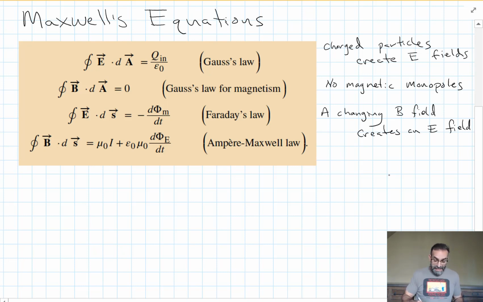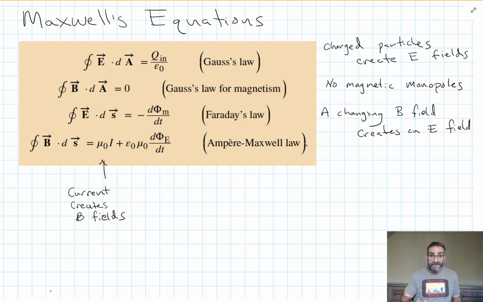And the Ampere-Maxwell law, the first part, that's the Ampere's law part, tells us that current creates magnetic fields. And the second part that Maxwell added to make this equation correct tells us that changing electric fields create magnetic fields.